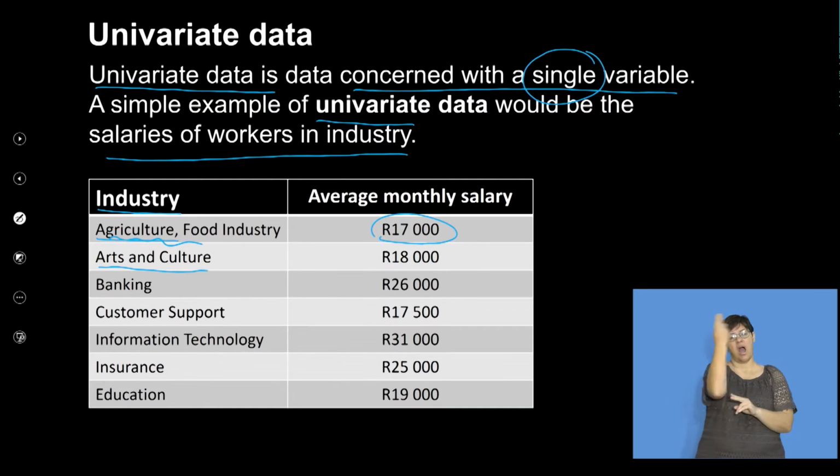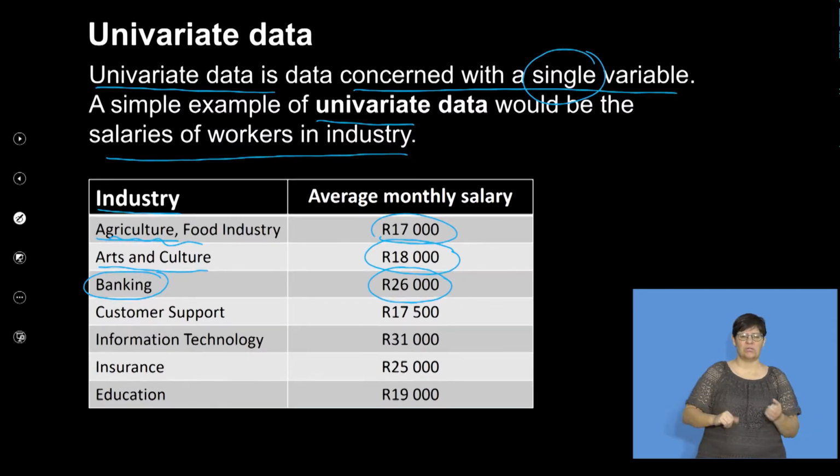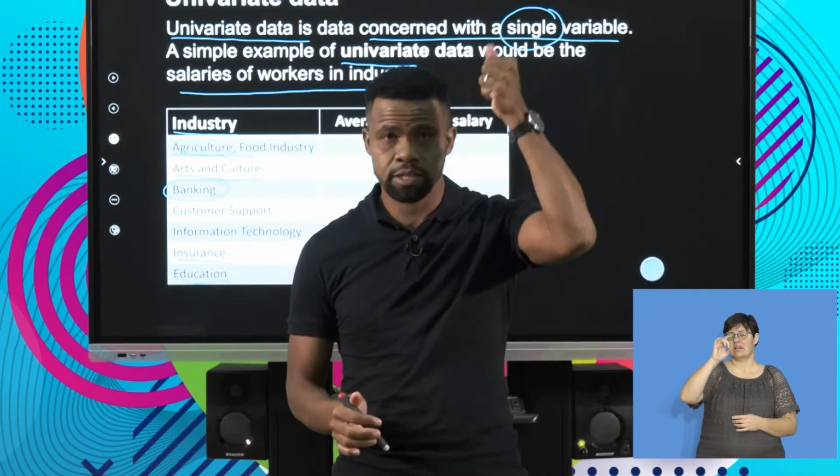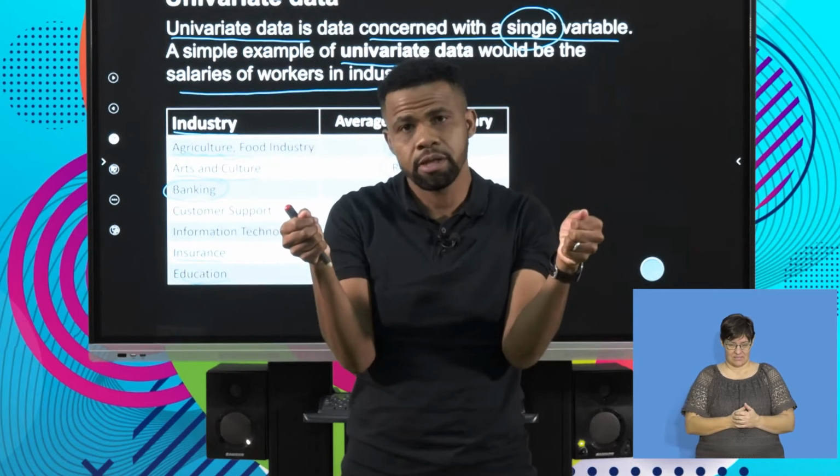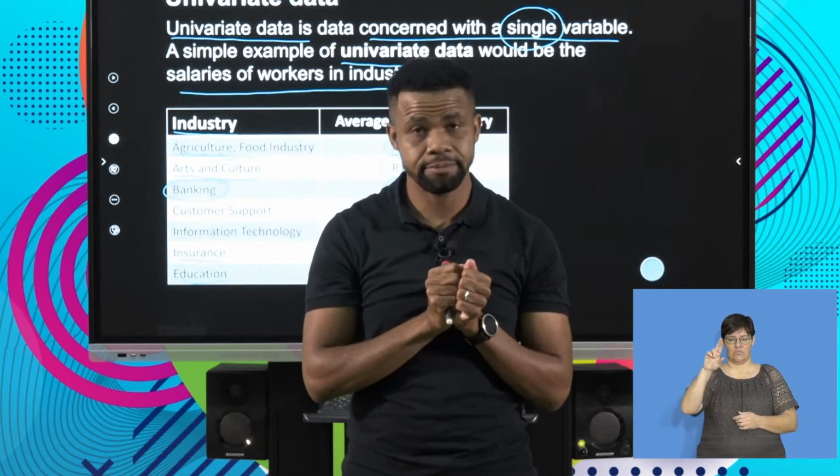Arts and culture, we know that in arts and culture, the average salary is about 18,000. In banking, the average salary will be about 26,000. Customer support, 17,000. And also we can see information technology, 31,000. Insurance sector is 25,000. Education, approximately 19,000. Those are just averages. It's just univariate data, it tells us the industry and one single point. That's our univariate data. Okay.